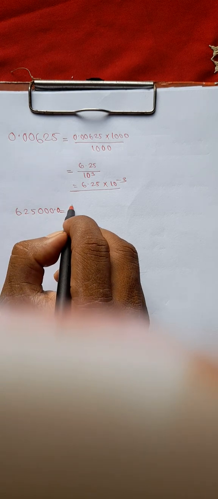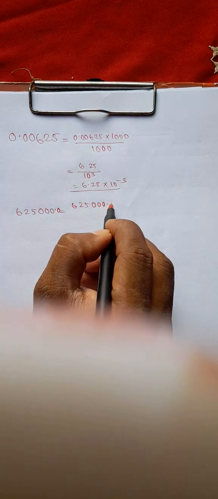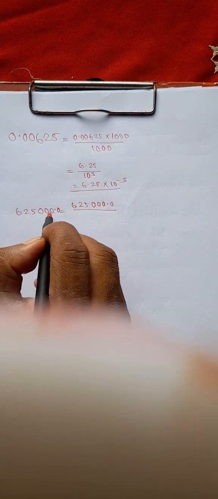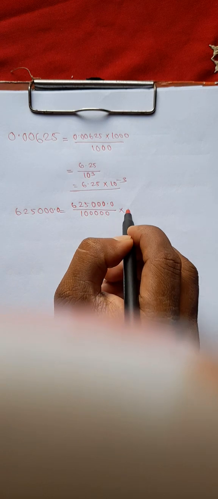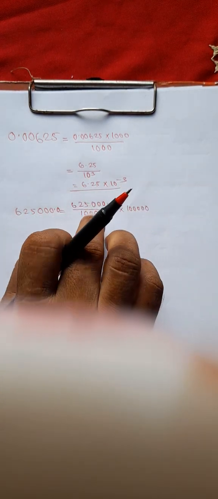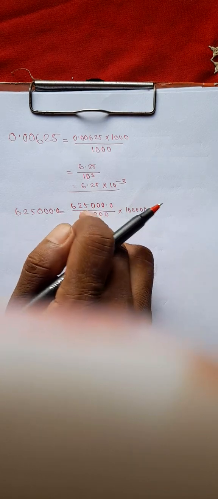Now to do so, we will divide this number 625,000.0 by 1, 2, 3, 4, 5 places means 1 lakh. Then we multiply also by 1 lakh. Otherwise, if we only divide this number by 1 lakh, this will be a different number than this. So we want to keep this number the same. So we are dividing by 1 lakh, and at the same time we are multiplying by 1 lakh. This and this will cancel each other, that means this equals this.